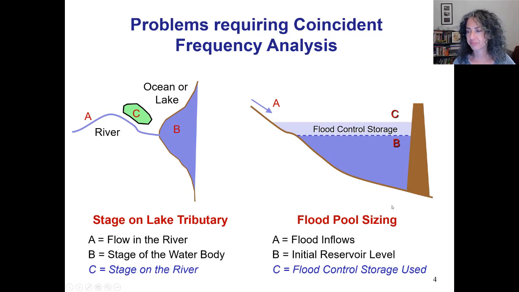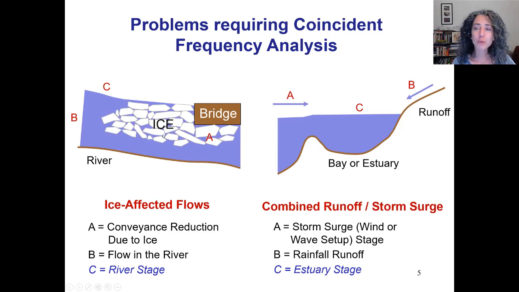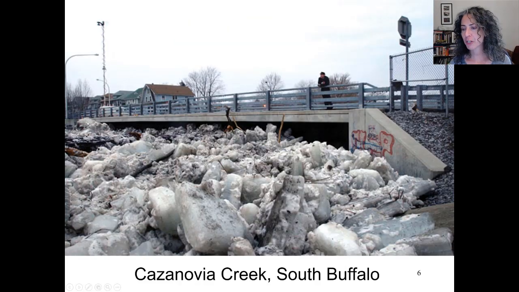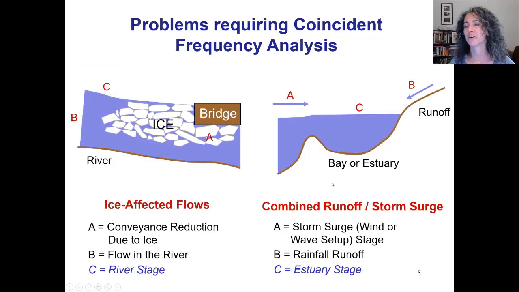Okay. Now this one was added by Stan Gibson, who came to HEC from the Buffalo district. And in the Buffalo district, they have ice jams. And he added this picture of Cazenovia Creek in South Buffalo because I had never seen an ice jam before. So yes, ice jams are a problem in Buffalo. So here the variable of interest is the stage on the channel. And that is affected by the conveyance reduction due to ice, and then, of course, the flow in the channel.